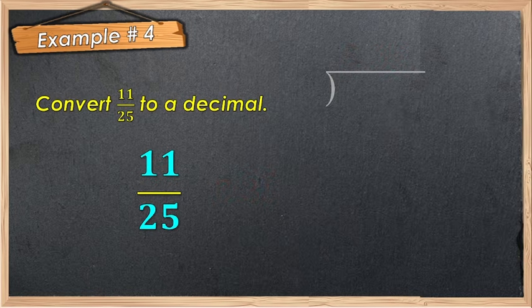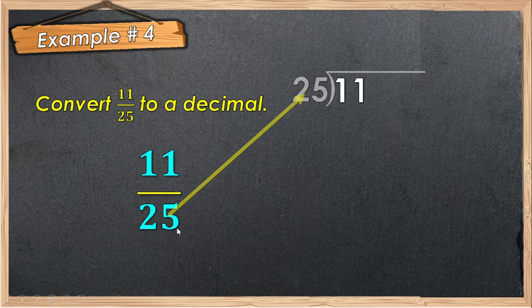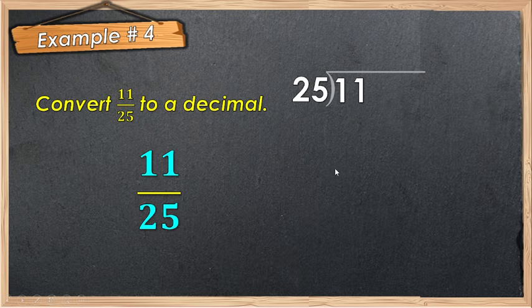Next, we have example number 4. We have 11 over 25. So again, divide 11 by 25. 11 inside the long division bar, then 25 outside the long division bar. Then proceed. 11 divided by 25.